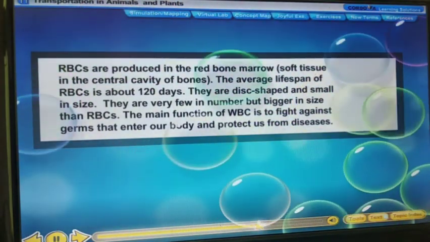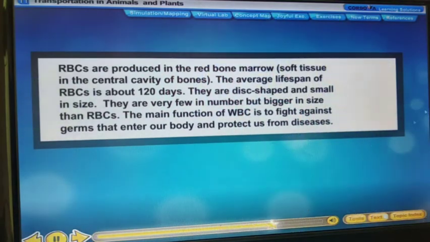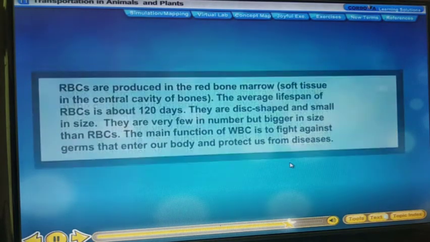White blood cells, WBCs or leukocytes. White blood cells are colorless, irregular shaped cells. They are very few in number but bigger in size than RBCs. The main function of WBC is to fight against germs that enter our body and protect us from diseases.